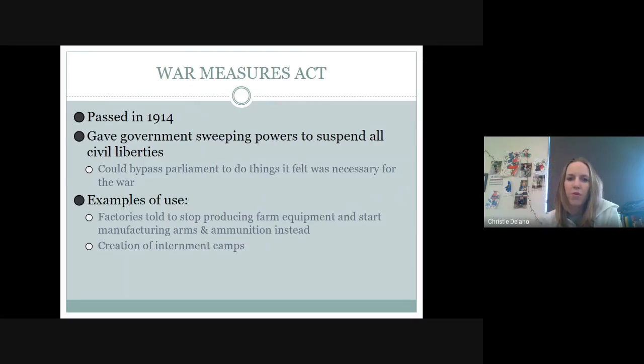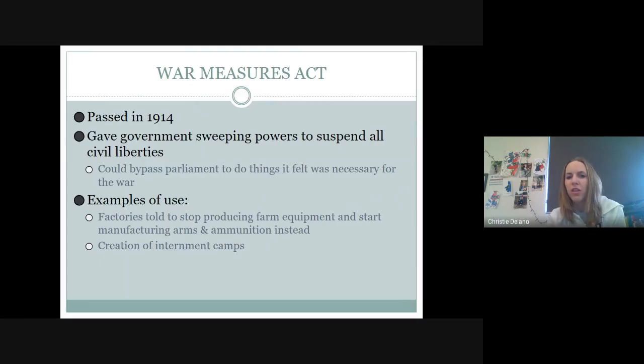1914 was. If you remember, the War Measures Act gives basically complete sweeping powers to the government to suspend the civil liberties of people. And by implementing it, government can bypass Parliament. No debate, no discussion for things they felt were necessary for the war.